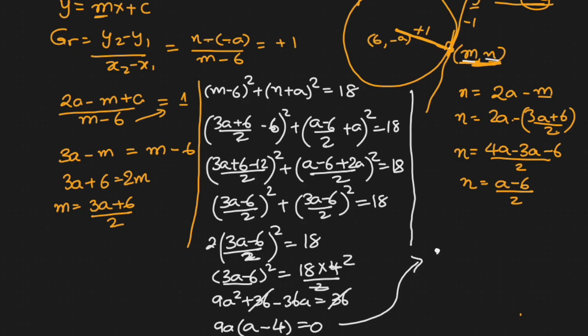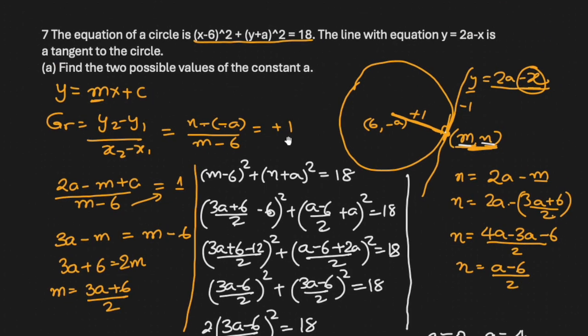And that gives us two answers. A equal to 0 and a is equal to 4. This will give me a equal to 0. This will give me a equal to 4. So I got my two possible values of a. That's what they're asking, right? Find the two possible values of a. Done.